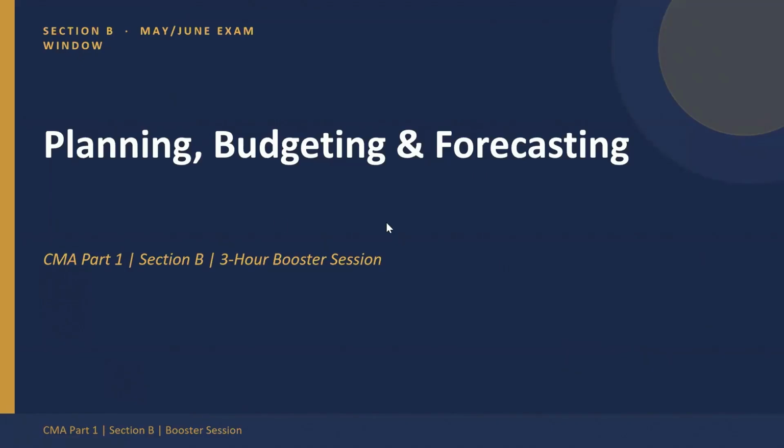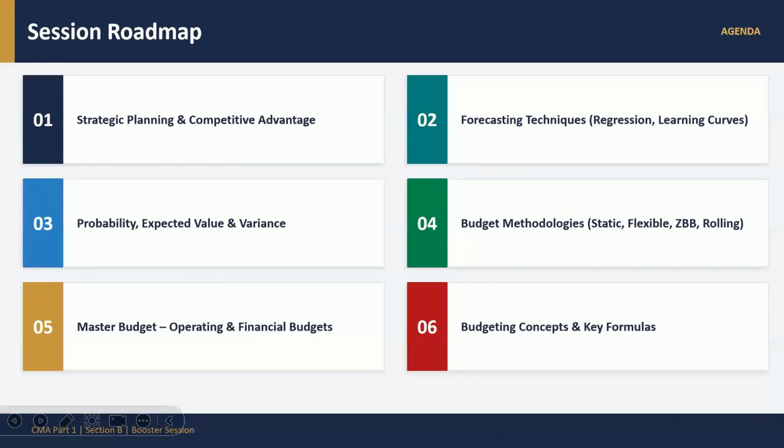Yes. So here in section B, there are 6 most important topics that we need to focus on. Strategic planning and competitive advantage, forecasting techniques, probability, expected value and variance calculations. Next up, we have budget methodologies, followed by master budget preparation. Then the budgeting concepts and key formulas.